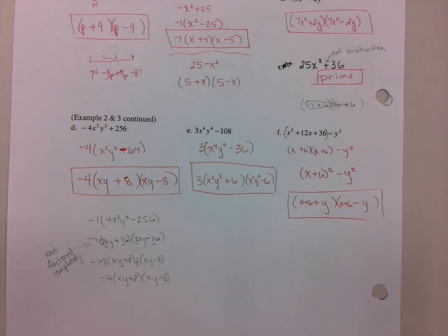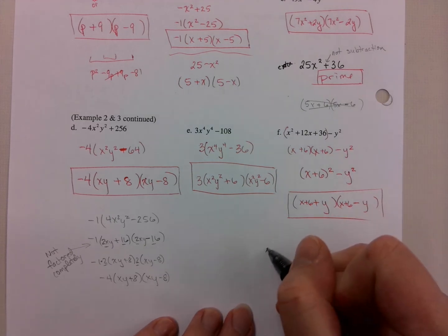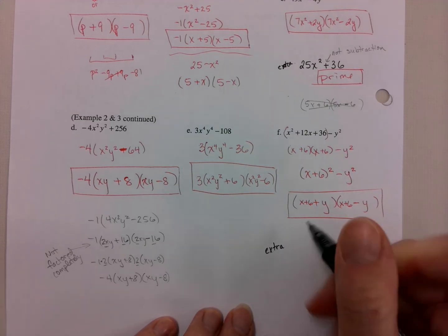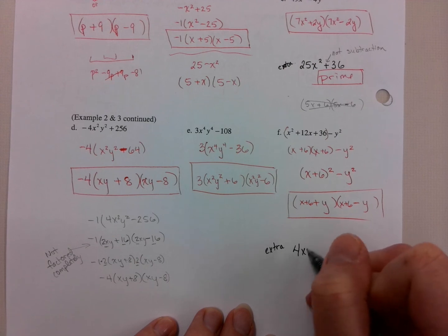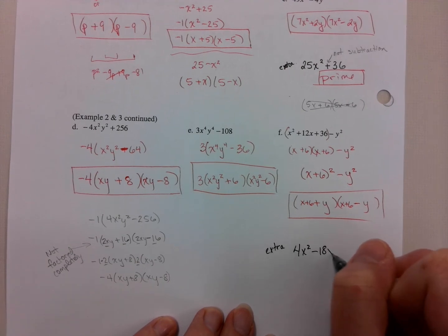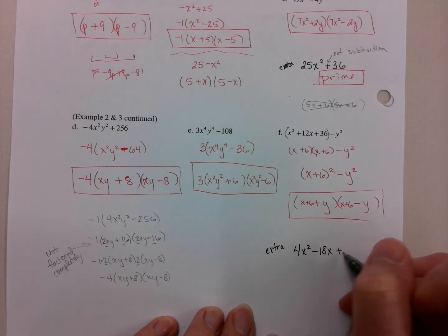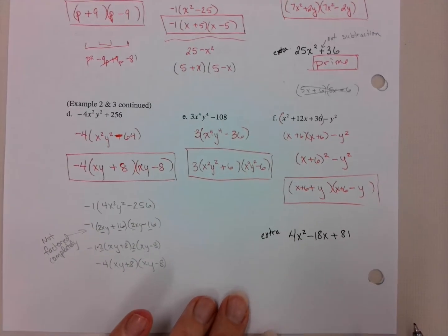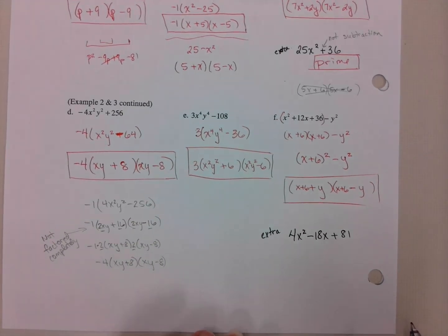Okay, so I've got one more for you to try. So here's an extra one, and it is 4x squared minus 18x plus 81. So go ahead and take a minute, jot that down, and give it a try. Okay, so we're back. We're going to try this.